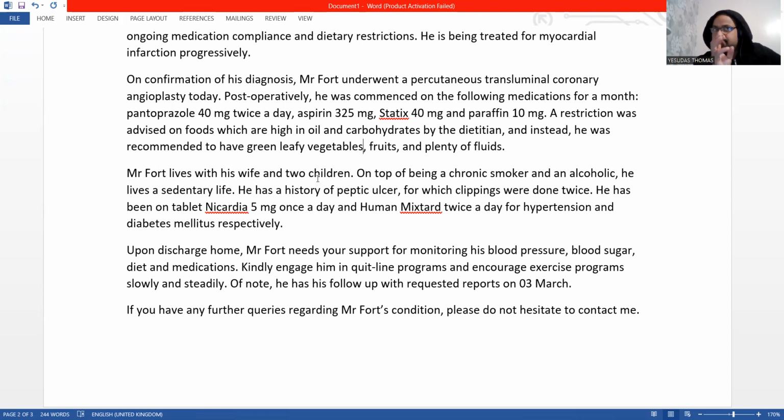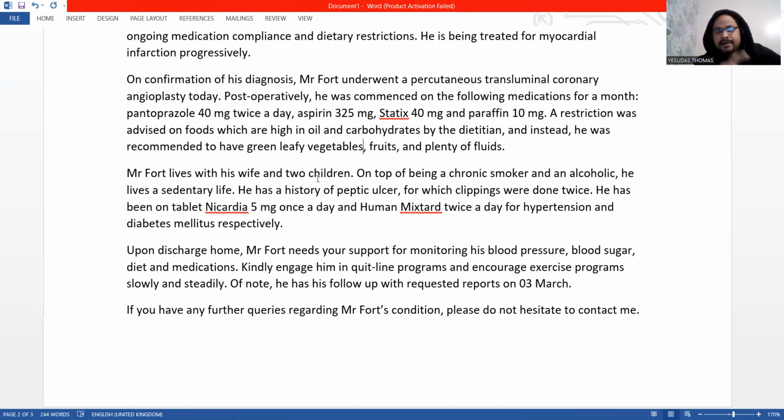So this is very important as far as a district nurse or some other nurse who is visiting Mr. Ford's house, because they are dealing with the diet. So peptic ulcer, you should not exclude that. Don't think that it is an unnecessary data. It is a necessary data here, because it's a quiet reminder. It's a warning to the nurse who is visiting Mr. Ford's house. So peptic ulcer, two clippings were done.